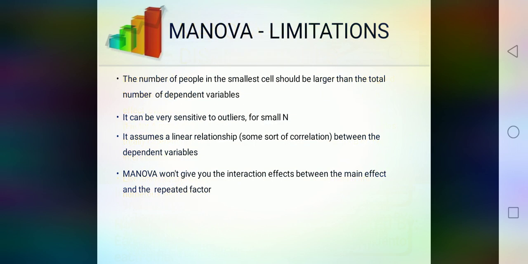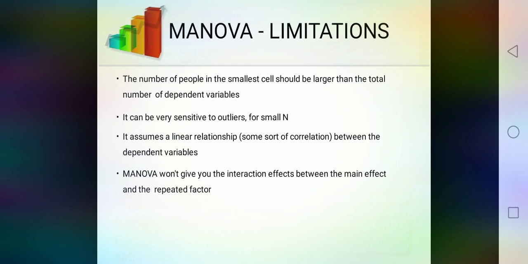What are the limitations? The number of people in the smallest cell should be greater than the total number of dependent variables. This is a limitation of MANOVA. It can be very sensitive to outliers for small n, where n is the total number of observations in all the groups. It assumes a linear relationship between the dependent variables. If there is no linear relationship between the dependent variables, then we will not follow MANOVA.